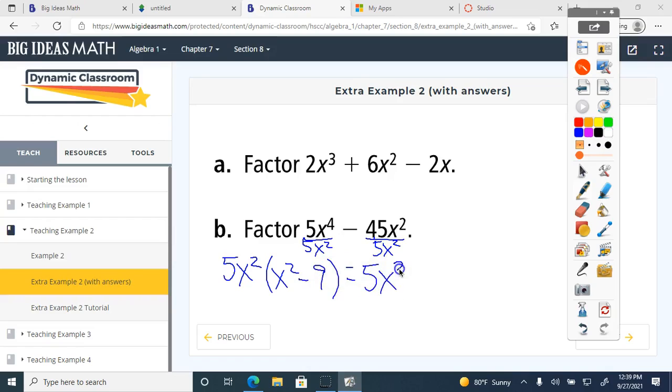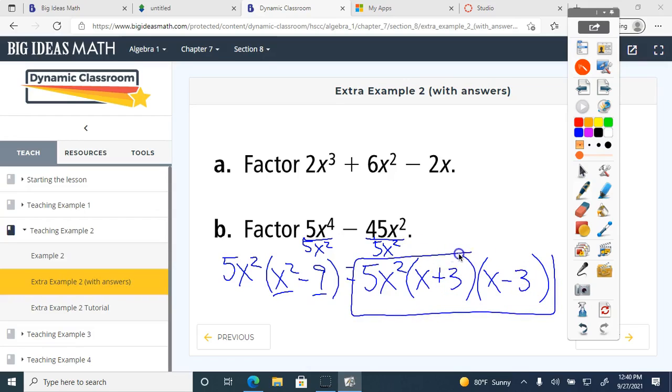That is x squared minus 9. Are those both perfect squares? They are. Are we subtracting them? Yes. So the square root of x squared would be x and x. The square root of 9 is 3 and negative 3. Okay? Everybody good? All right. One more.